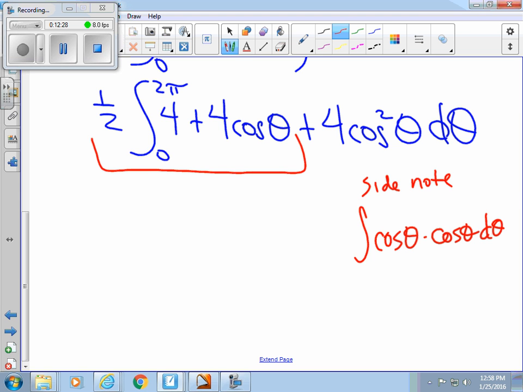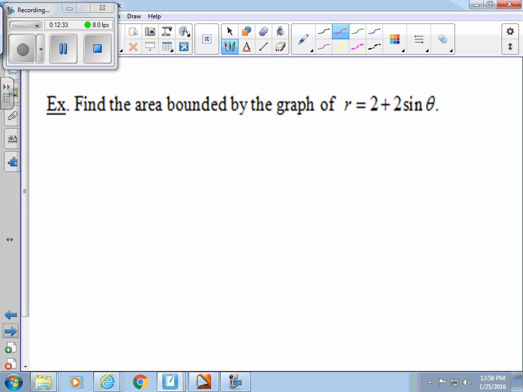That's why I don't expect it to show up more than anything. And they don't typically expect you to know the power reducing identities.